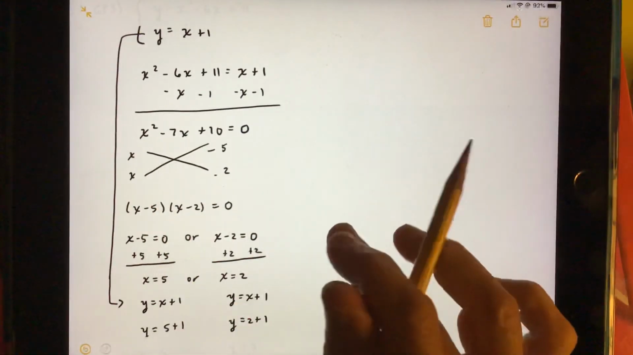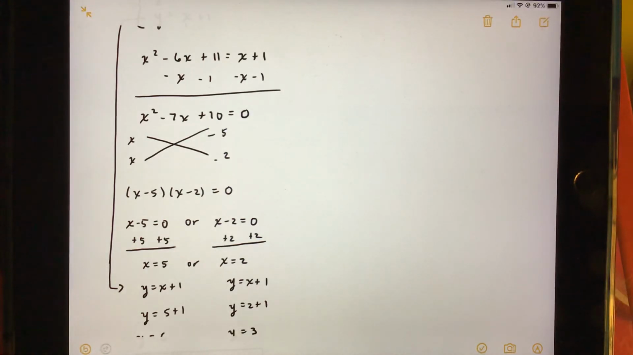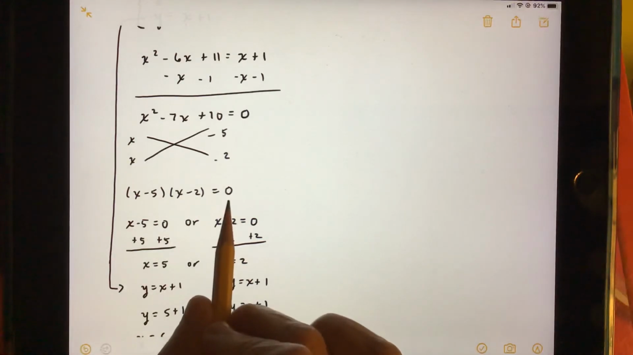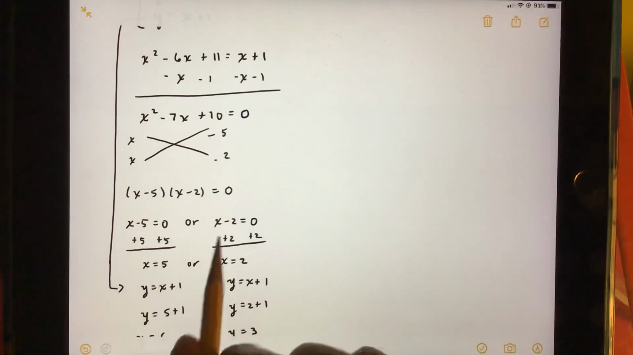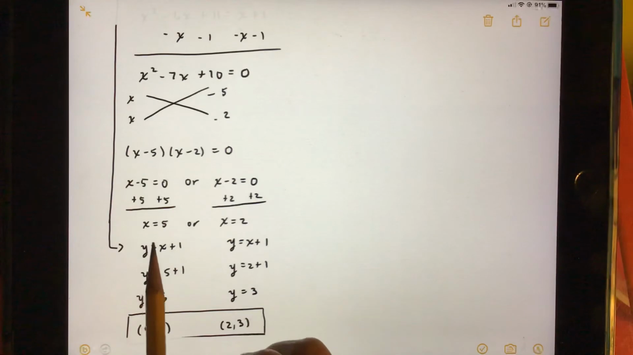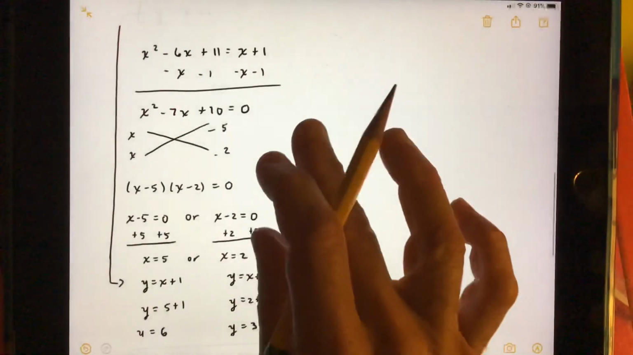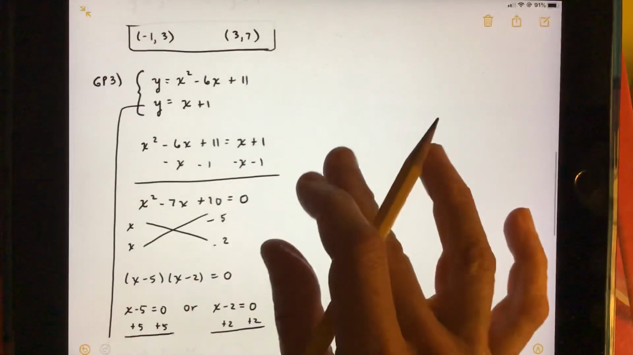I'll use my x method and find out that yes, I can factor this quadratic trinomial into the product of two binomials. x minus 5 times x minus 2 is equal to 0. Then I'll use my zero product property. I'll set each factor equal to 0, find out what my x values are that solve this equation, and x is both 5 or 2. Now that I have two x values, those will be the x coordinates for the points of intersection.